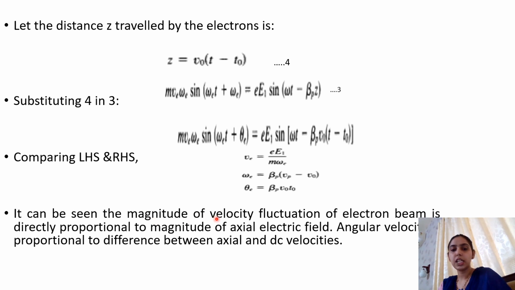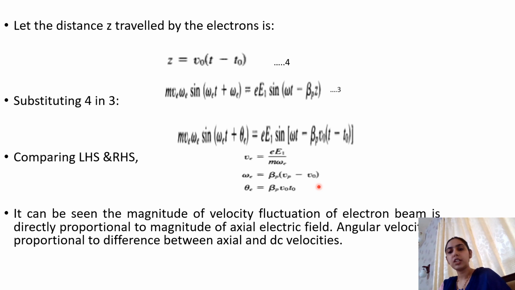That is, it could be seen that the magnitude of the velocity fluctuation of the electron beam is directly proportional to the magnitude of the axial electric field. So we can see Ve is directly proportional to E1. That is, the velocity fluctuation is directly proportional to the magnitude of the axial electric field. And also the angular velocity ωe is proportional to the difference between the axial velocity and the DC velocity.